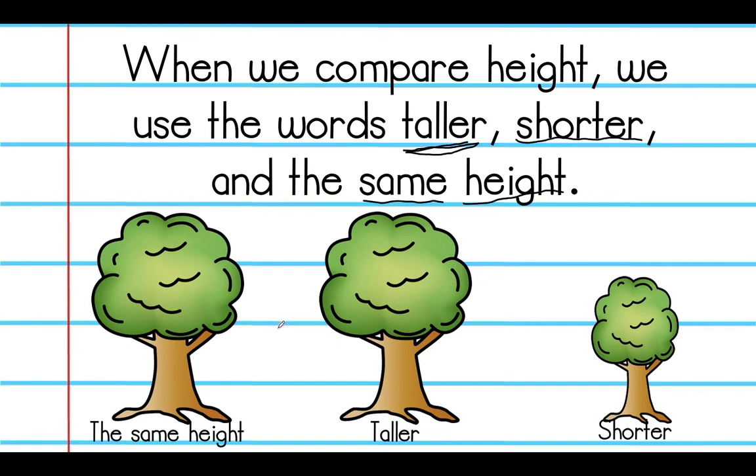So we can see here we're going to start over here on the far right with the smaller tree. This one is shorter because if you look at the top of the tree, it is smaller and shorter than this tree. This tree is taller than this one because it comes up higher. And then this one over here is the same height because we can see here that these are the same height. They're just as tall.